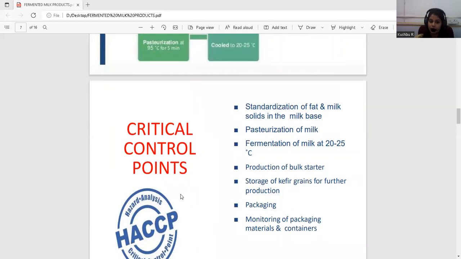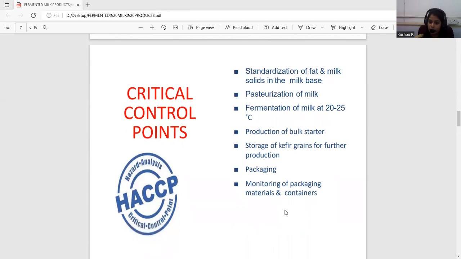So the critical standard points are the standardization of the milk, the fat, pasteurizing it, fermenting it at a particular temperature only, using a particular starter culture. Storage of these kefir grains is more important. Packaging, monitoring, and storing them is much more important according to the critical control points.